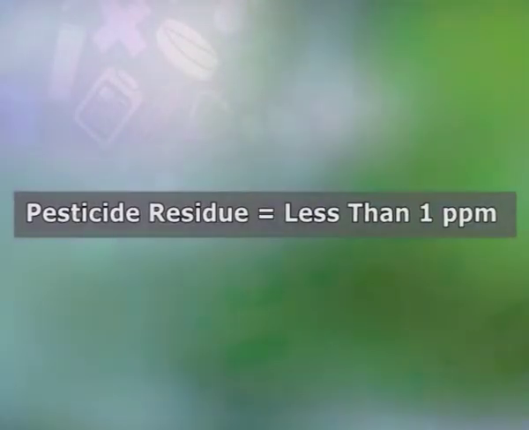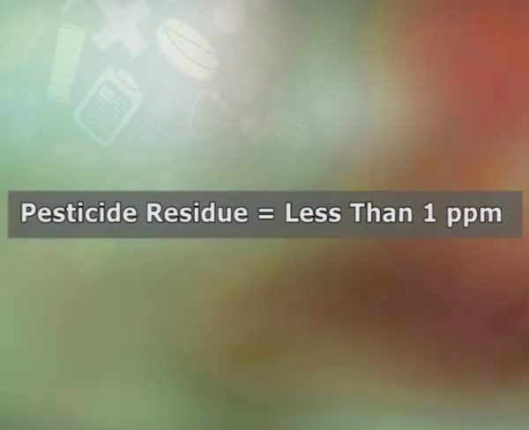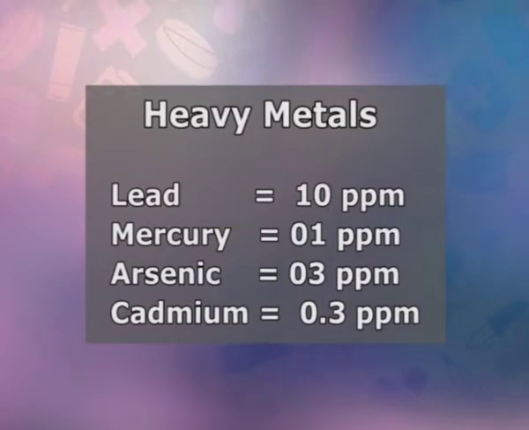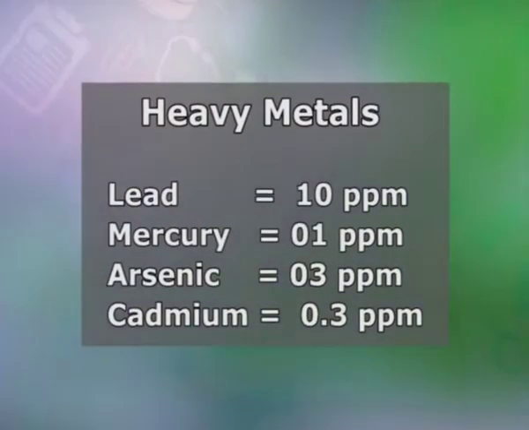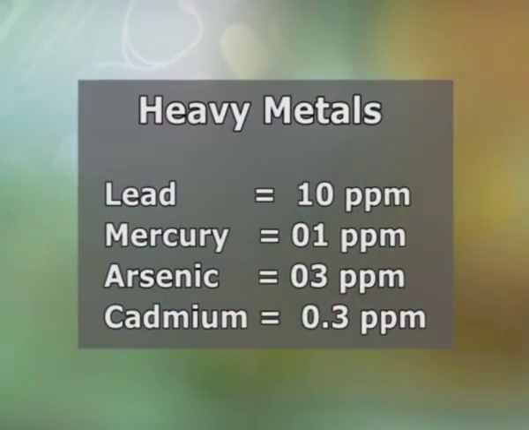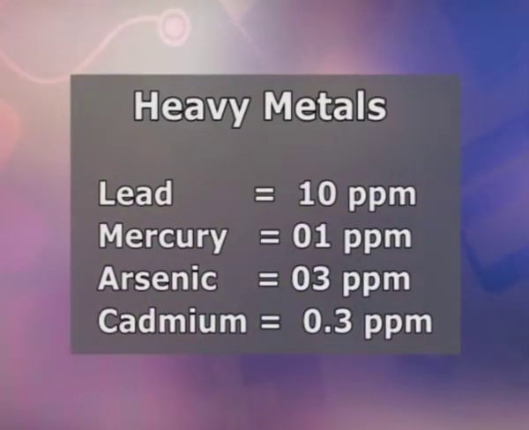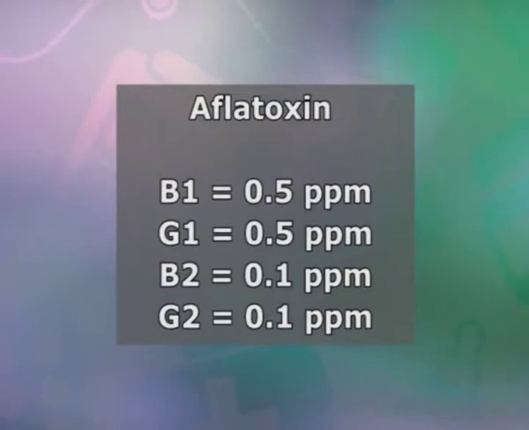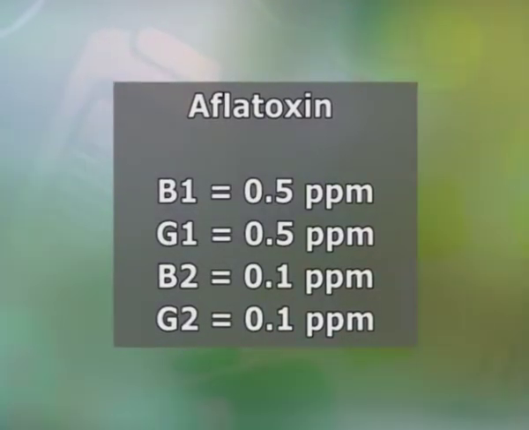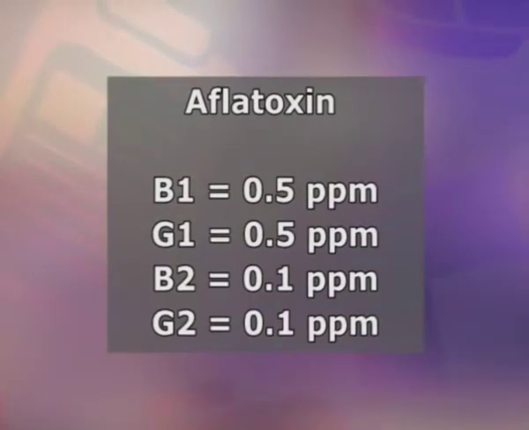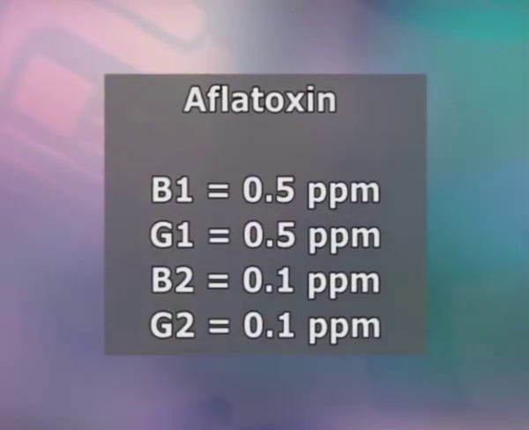Second comes pesticide residue less than 1 ppm. Heavy metals, lead should be 10 ppm, mercury 1 ppm, arsenic 3 ppm, cadmium 0.3 ppm. Aflatoxin B1 should be 0.5 ppm, G1 0.5 ppm, B2 0.1 ppm and G2 0.1 ppm.